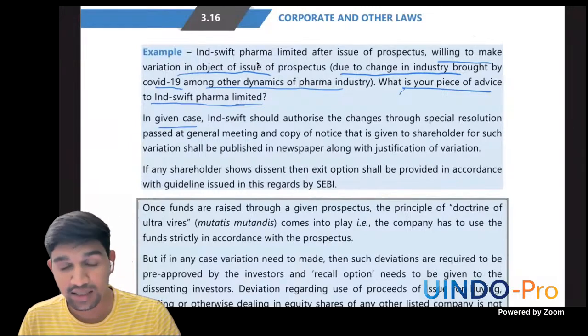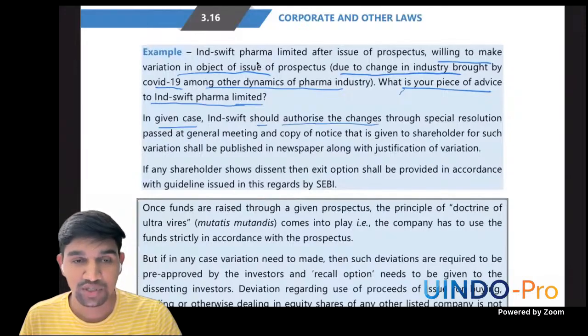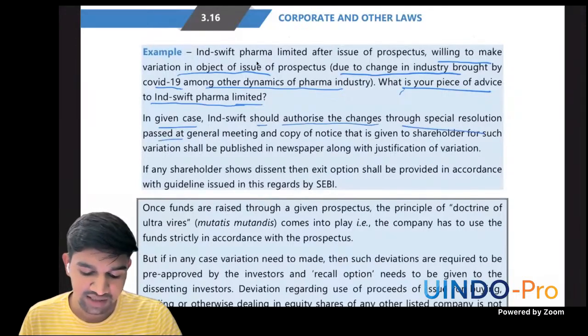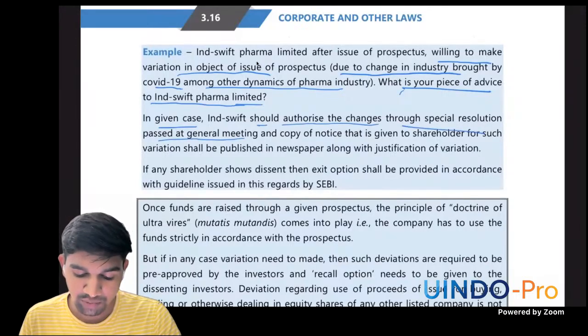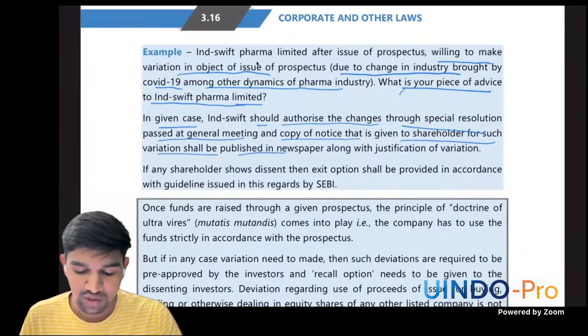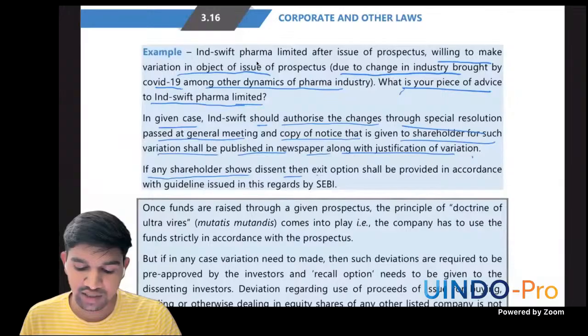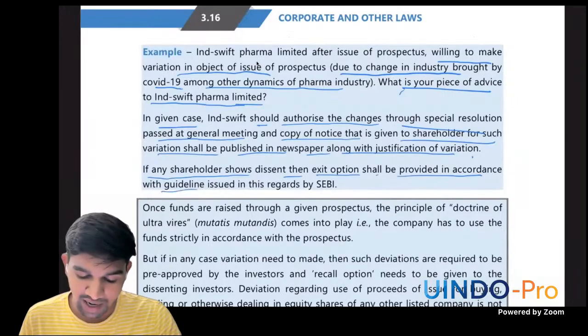In the given case, the company should authorize the changes by special resolution passed at a general meeting, and a copy of the notice that is given to shareholders for such variation shall be published in a newspaper along with the justification of variation. If any shareholder shows dissent, then an exit option shall be provided in accordance with the guidelines issued in this regard by SEBI.